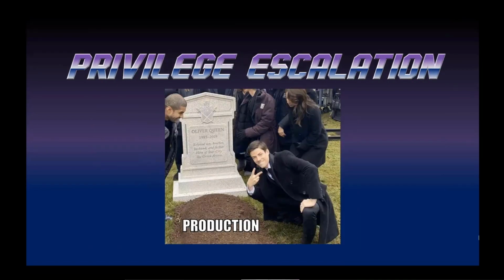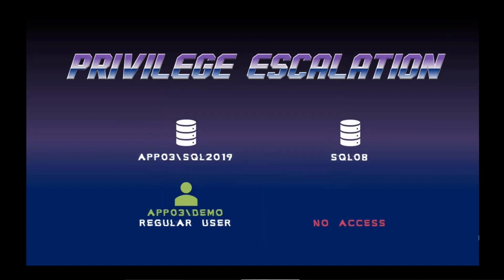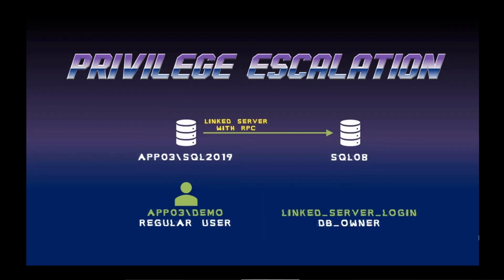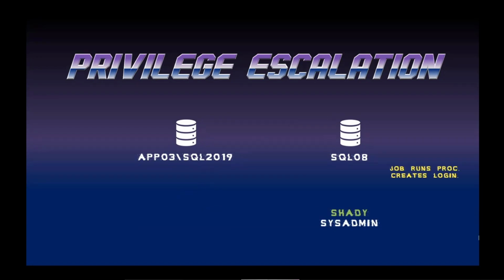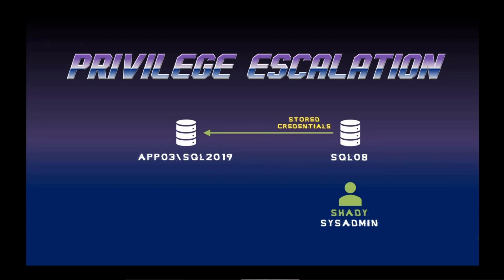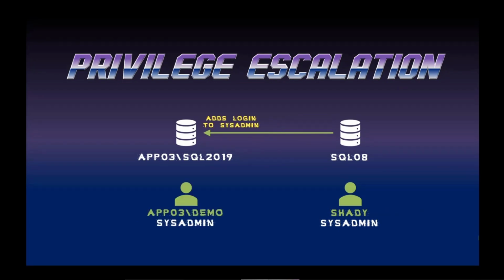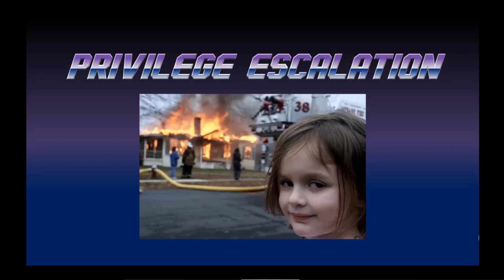Right. So 2.5 minutes to go. So I'm going to quickly recap what we did here. We had an access to our local machine. We used a linked server with RPC that had DB ownership permissions on the target machine to modify a procedure that runs in a nightly job, which we modified to use stored credentials to access the server we originated from and add us to sysadmin.